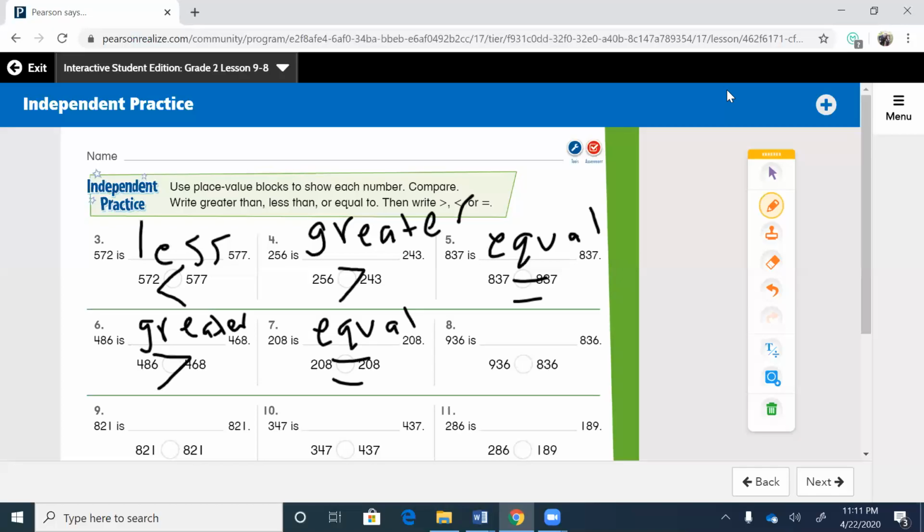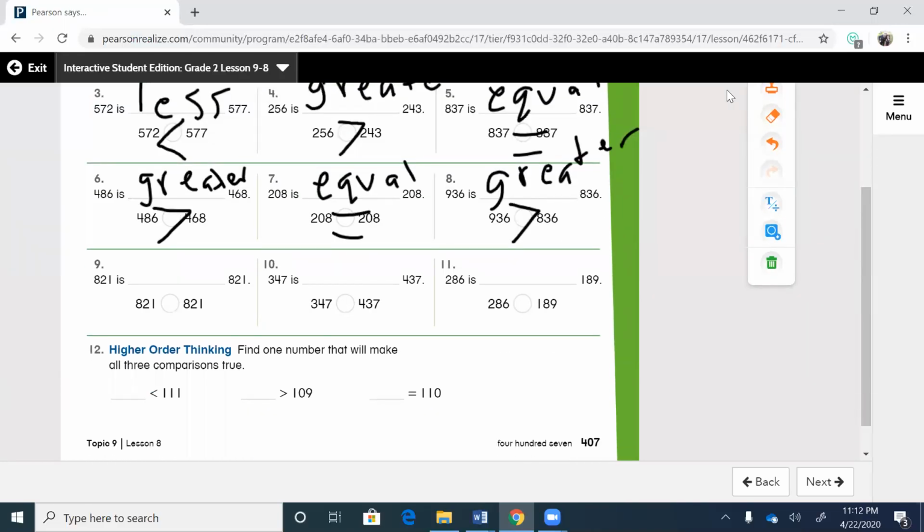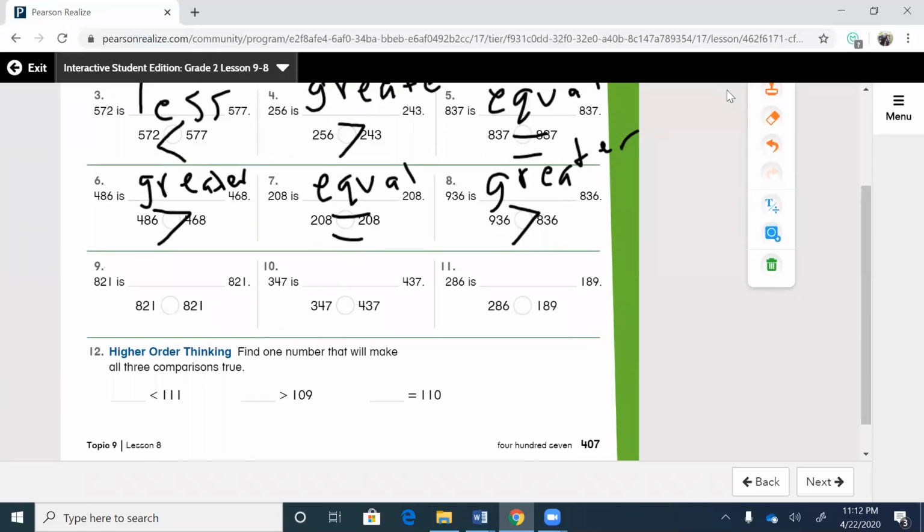936 is blank 836. Let's look at the hundreds. They're not the same. Which one is bigger, 9 or 8? That's right, 9. So 936 is greater than 836. All right. Let's look at number 9. Number 9, the hundreds are the same, the tens are the same, the ones are the same, so it's equal. All right. Now, you're going to do 10 and 11 on your own.